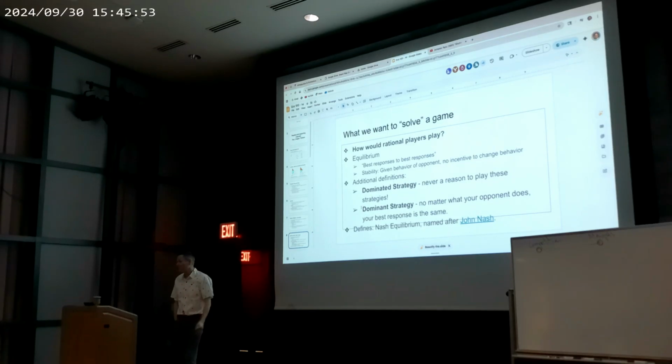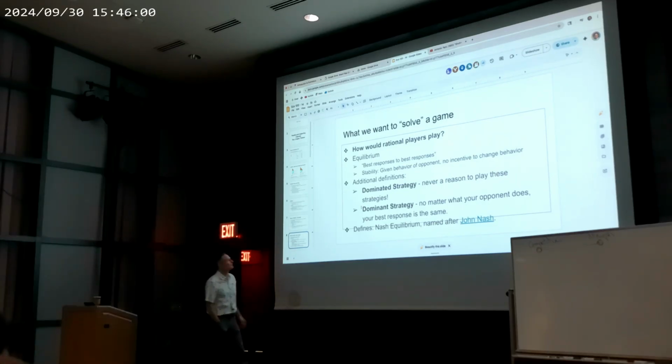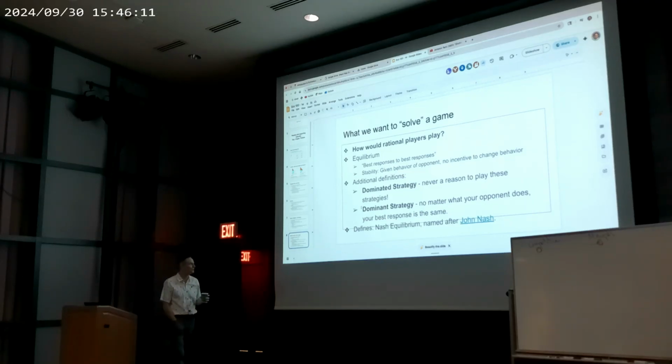we can get pretty quickly to a solution, as we will define it, of a game, which will be something like an equilibrium. And in fact, the best responses to best responses will ultimately give us this description of this thing called Nash equilibrium, which is named, of course, after the aforementioned John Nash.